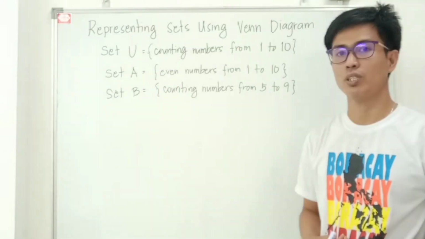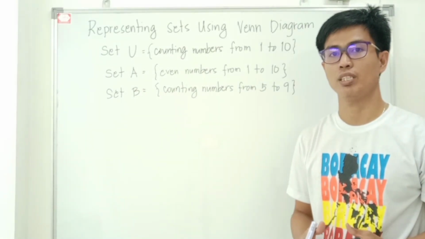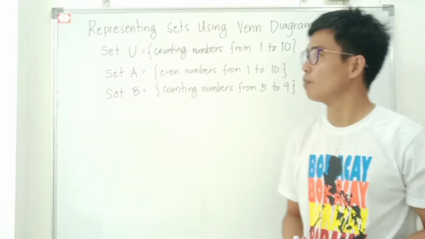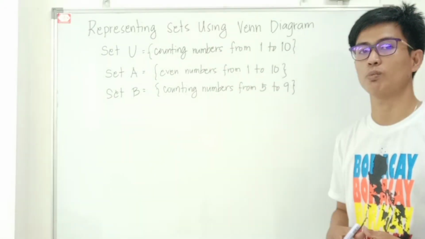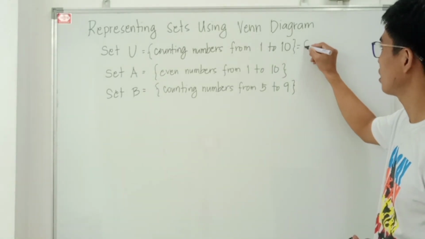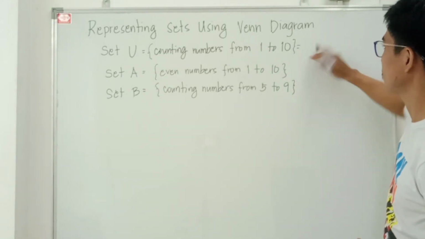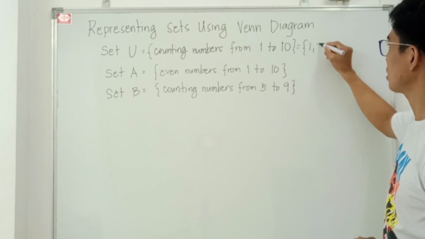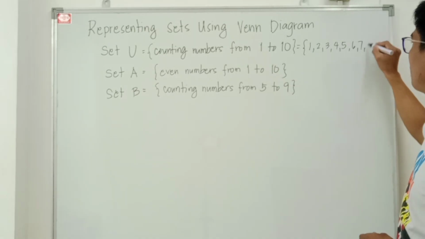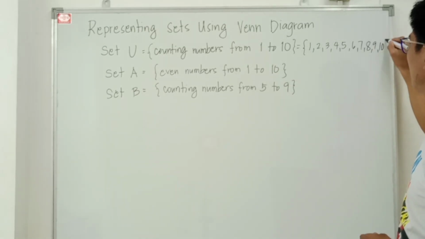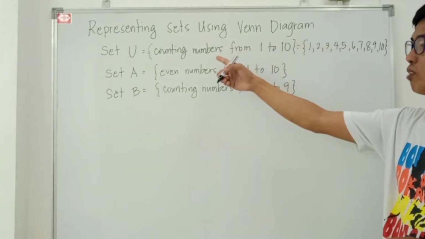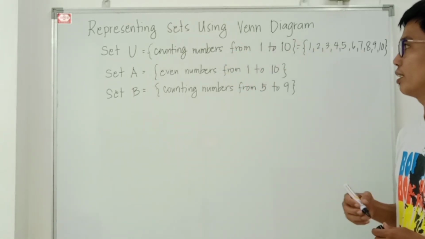So the first thing you will do is to identify or determine what are the elements of the given set. So let's say we have the counting numbers from 1 to 10. So writing all the elements, we will have 1, 2, 3, 4, 5, 6, 7, 8, 9, and 10. So these are the elements of the counting numbers from 1 to 10.